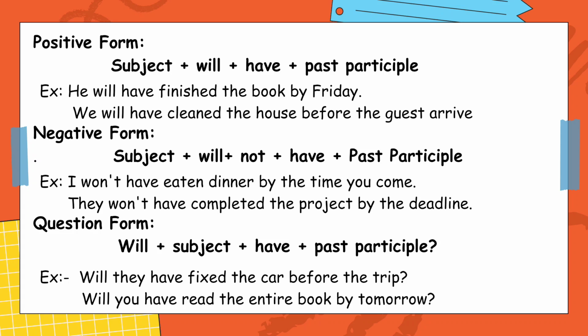So positive form structure is subject plus will plus have plus past participle. He will have finished the book by Friday. We will have cleaned the house before the guests arrive. Negative form: subject plus will plus not plus have plus past participle. Example, I won't have eaten dinner by the time you come. They won't have completed the project by the deadline. Question form: will plus subject plus have plus past participle. Example, will they have fixed the car before the trip? Will you have read the entire book by tomorrow?